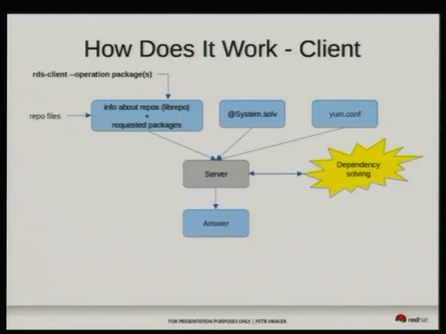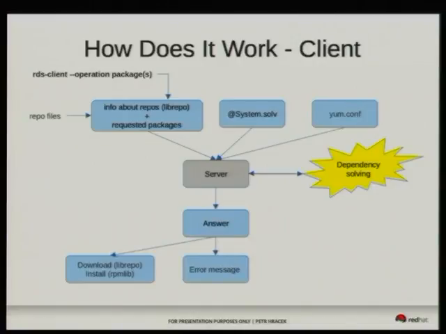The answer can contain three types of information. First is a list of packages that we will install and with which we will do the requested operation, so install, update, erase. Second type of information is error message. This means dependency error, that dependency cannot be solved from some reason. And the third type of information is that it's nothing to do. That means that all the requested packages that you typed are already installed, so nothing to do.